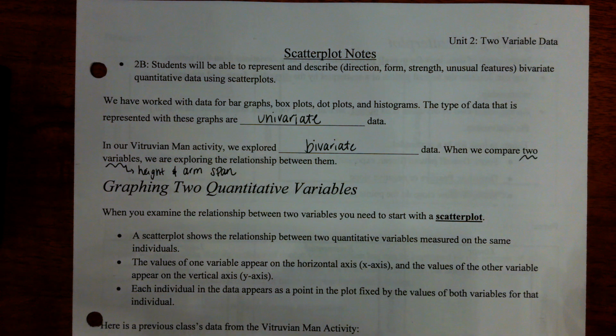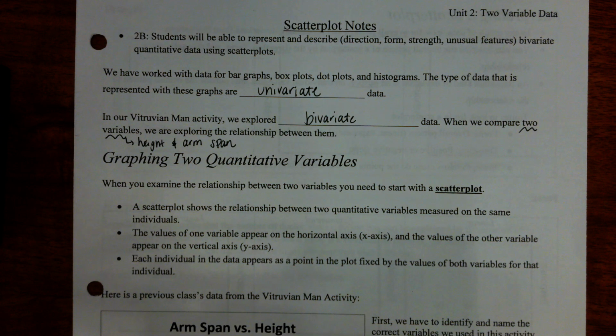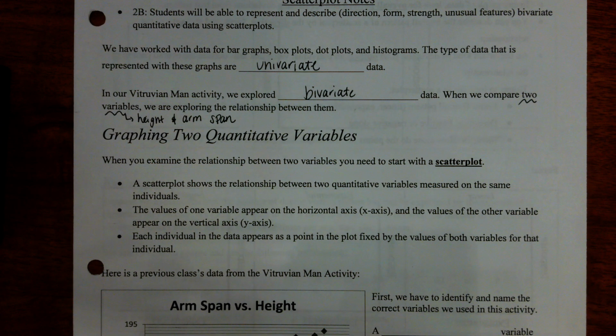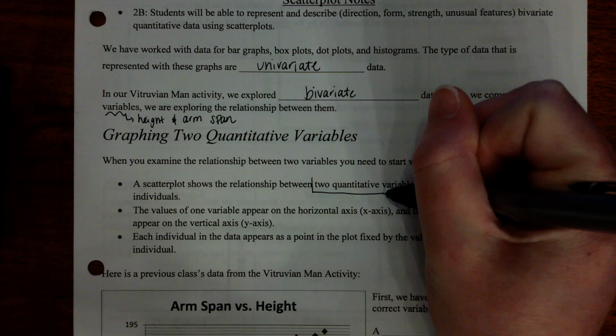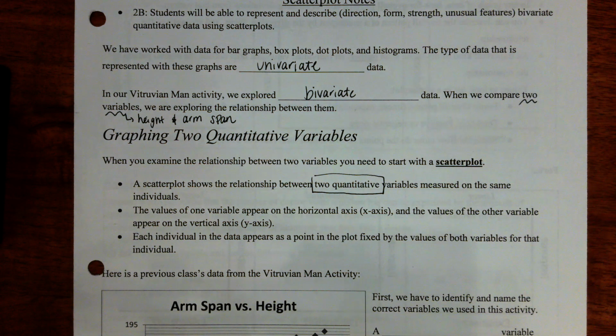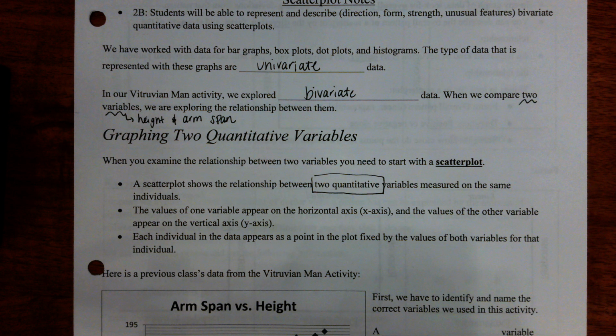variables. So when we're graphing two quantitative variables, this is something that we've talked about in our first semester, and we used RStudio to help create these, and they were called scatterplots. So for two variables, when we're looking at two quantitative variables, just make sure they're quantitative variables, that scatterplot shows that relationship between two quantitative variables.